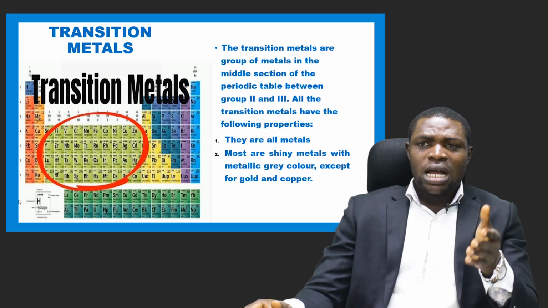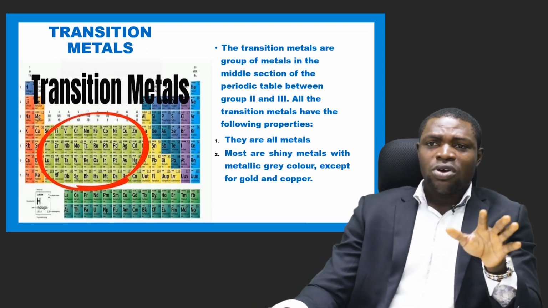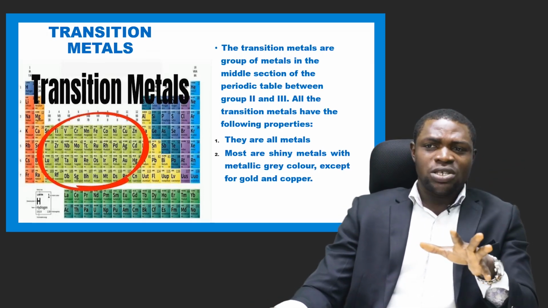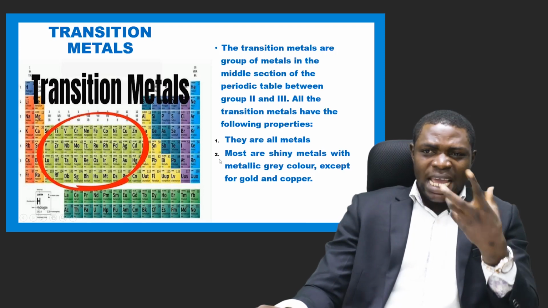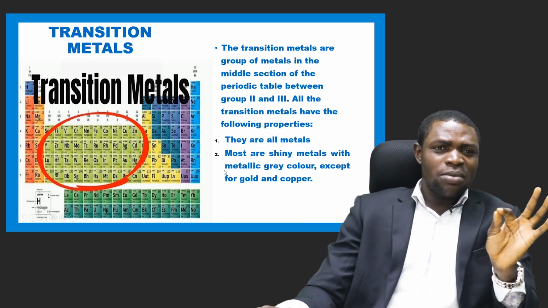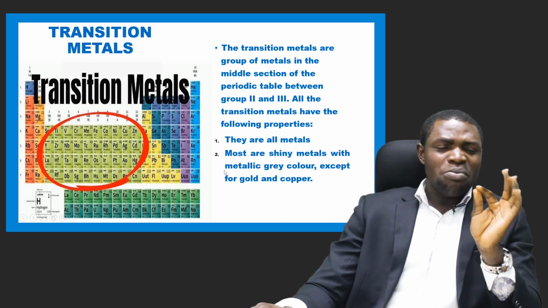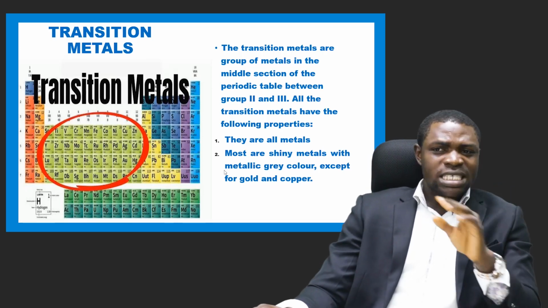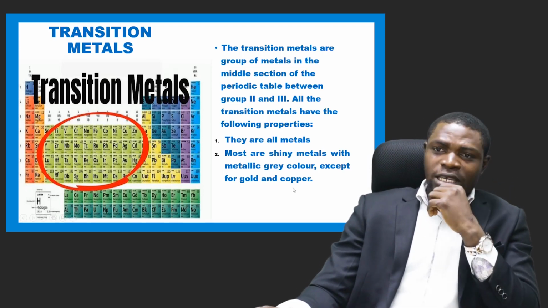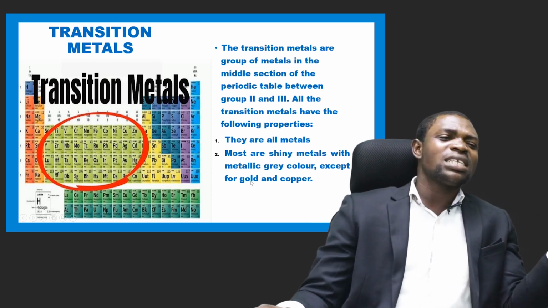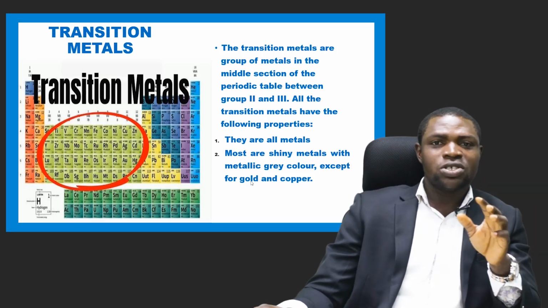So transition metals generally are a group of metals in the middle section of the period between group 2 and 3, and all the transition metals have different properties. They are shining metals. Some of them exhibit color. Most of them are gray, except for gold and copper. Now listen, if you say all transition metals are colored, what kind of color? Because you need to ask yourself.